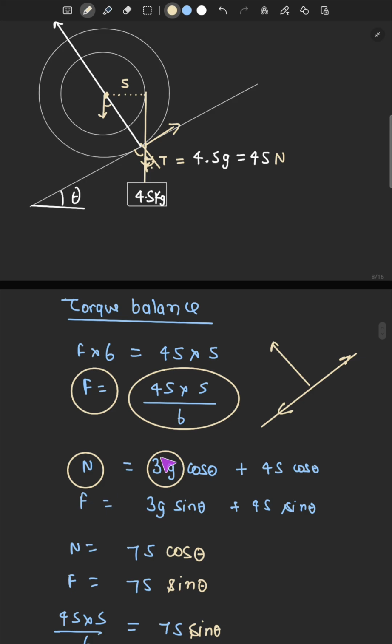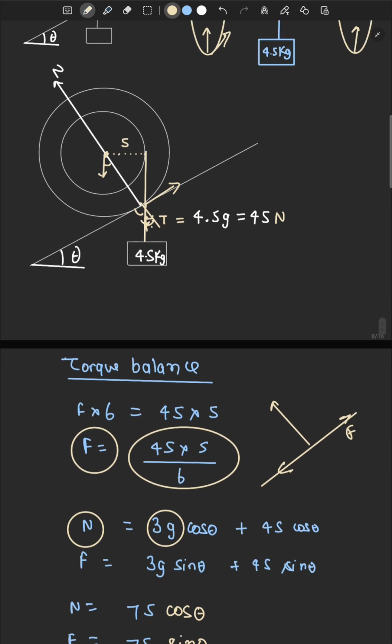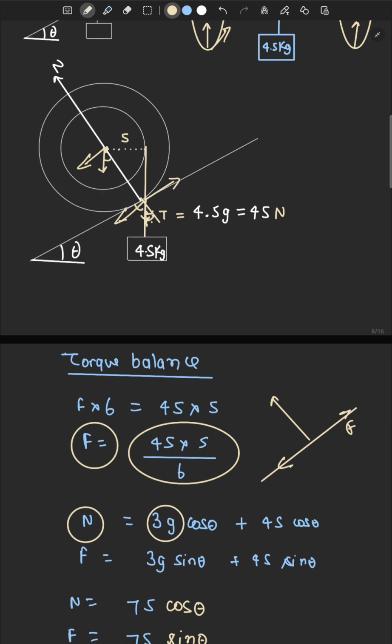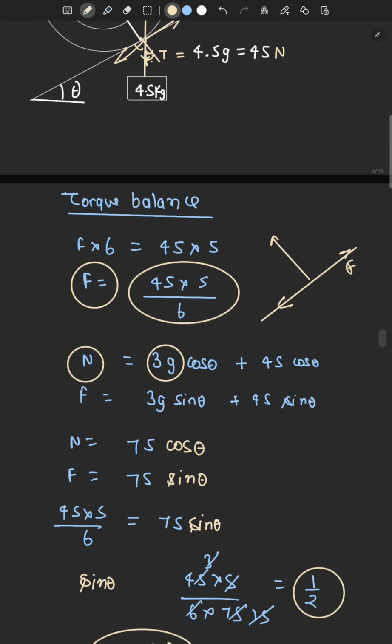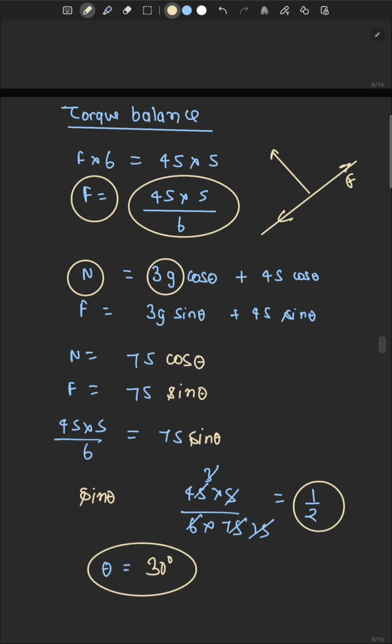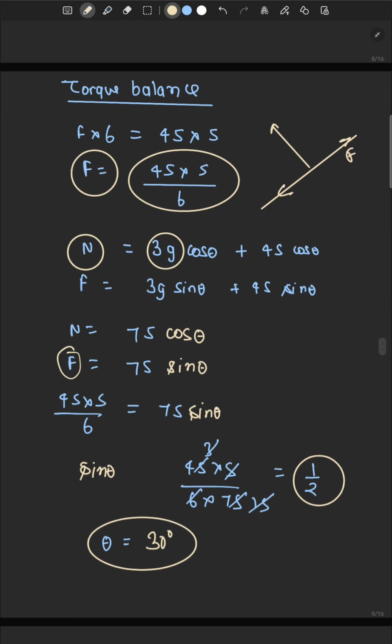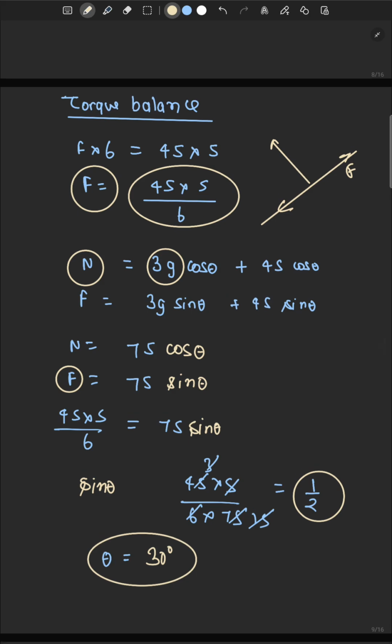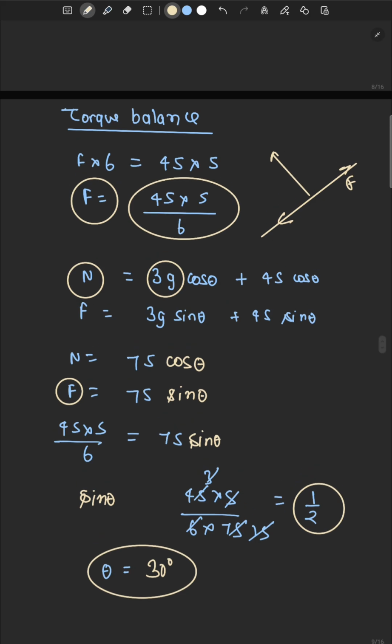Similarly along the plane, the friction is acting upwards, so friction must be equal to the component of weight in this direction plus the component of tension in this direction. So 3g sin theta plus 45 sin theta. From here we get normal equal to 75 cos theta and friction equal to 75 sin theta. Now you know the value of friction, we have calculated it already here. So from here we get sin theta equal to 1 by 2, and theta equal to 30 degrees. That's the solution of the problem.